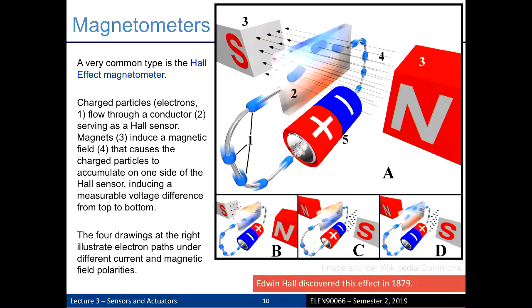And Hall effect sensors are ubiquitous in embedded systems. They're essentially there to detect proximity, to count events, all sorts of stuff. And how does it work?